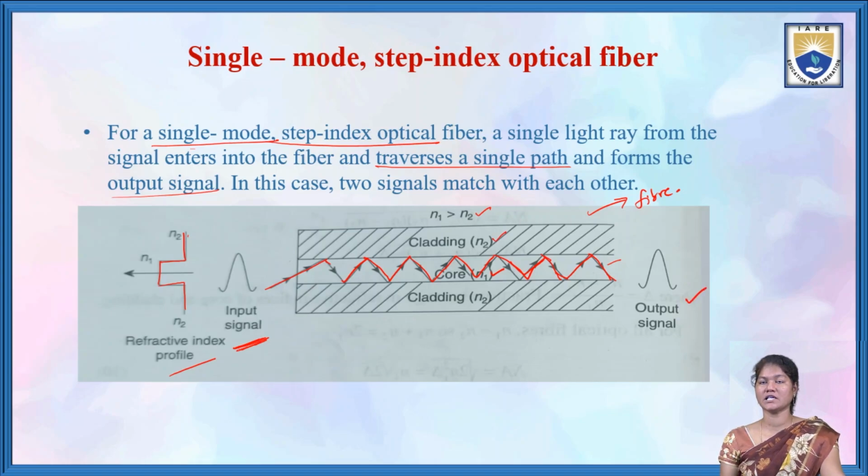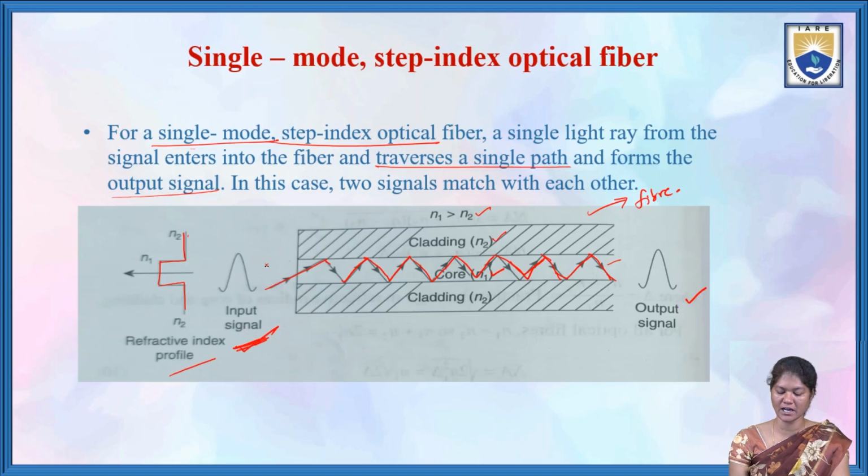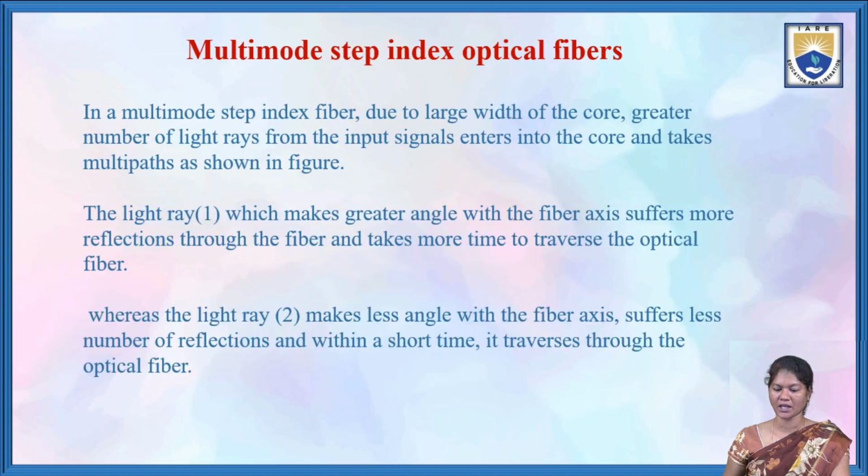Okay, so in single mode step index optical fiber, the light ray traverses in a single path, so the input signal which is entering into the fiber will be matched with the output signal. So the input signal and the output signal both are matched. Two signals match with each other in the single mode step index optical fiber.